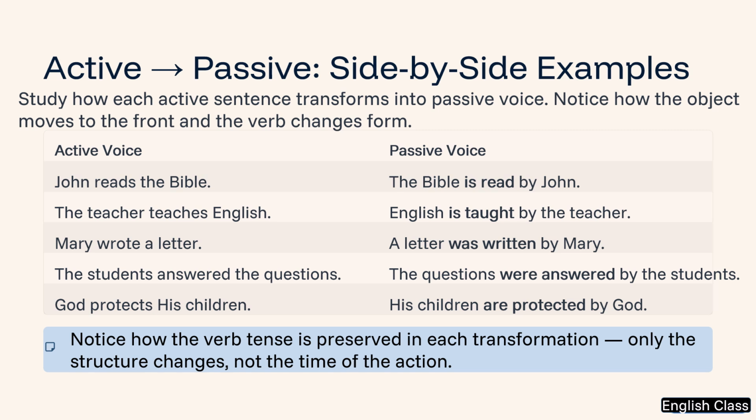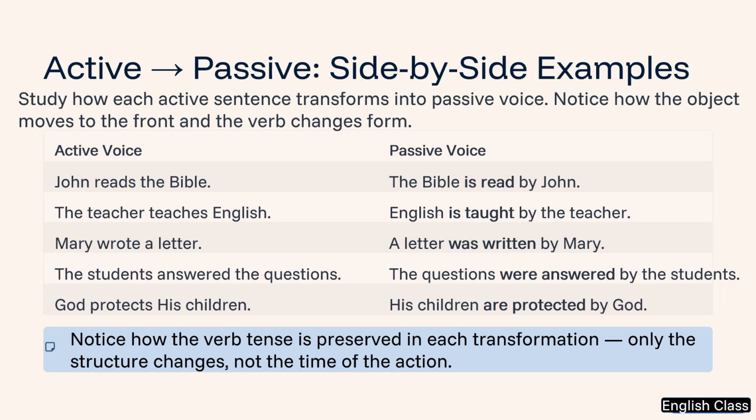So let's see these examples. For the active voice, we have John reads the Bible. That's active, John doing the action read, and the object is the Bible. Now we have the passive voice: the Bible is read by John. Can you see that? The object, the Bible, moves to the front, and the verb comes afterward, then the doer, preceded by by. Now, the teacher teaches English. The same example: English is taught by the teacher. Mary wrote a letter. A letter was written by Mary.